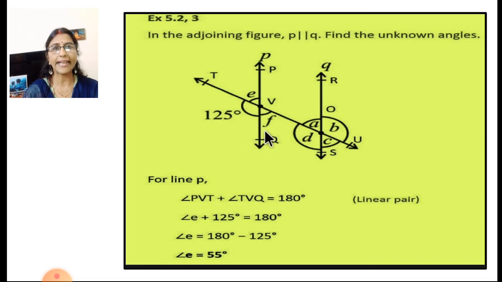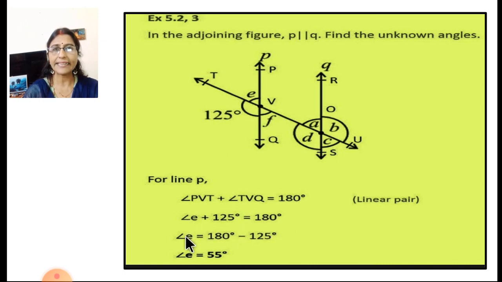Here you can see angle PVT plus angle TVQ. These two angles are forming a linear pair. So it's written angle PVT plus angle TVQ is equal to 180 degrees, and in bracket you will write linear pair. Then instead of angle PVT we can write angle E. So angle E plus angle TVQ, which measures 125 degrees as given in the question, is equal to 180 degrees.